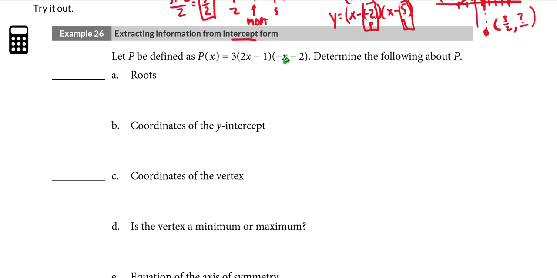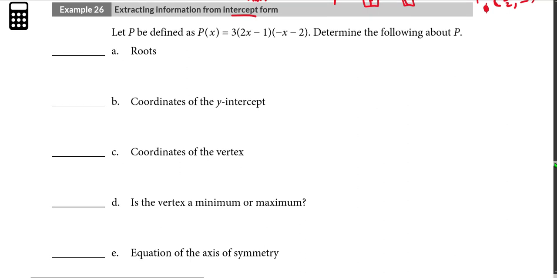Now, that doesn't mean we can't find the roots and the y-intercept and so on and so forth, but there are 1 or 2 of these examples here that we have to be very careful of assuming certain things about the parabola if we don't have pure intercept form. So here's what I'm going to do.